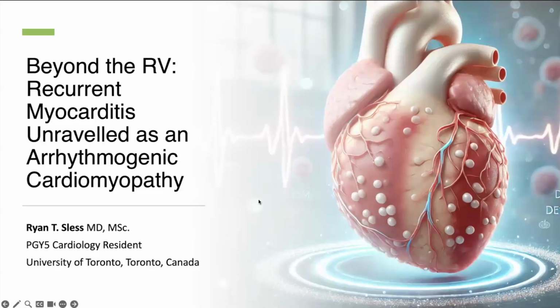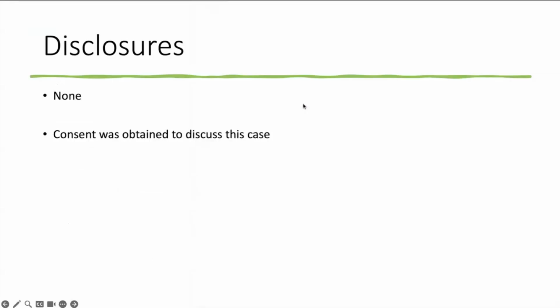This is a case of a recurrent myocarditis that was unraveled as an arrhythmogenic cardiomyopathy. And for those who don't know me, again, my name is Ryan. I'm one of the second-year cardiology residents. I have no disclosures, and consent was obtained to discuss this case.